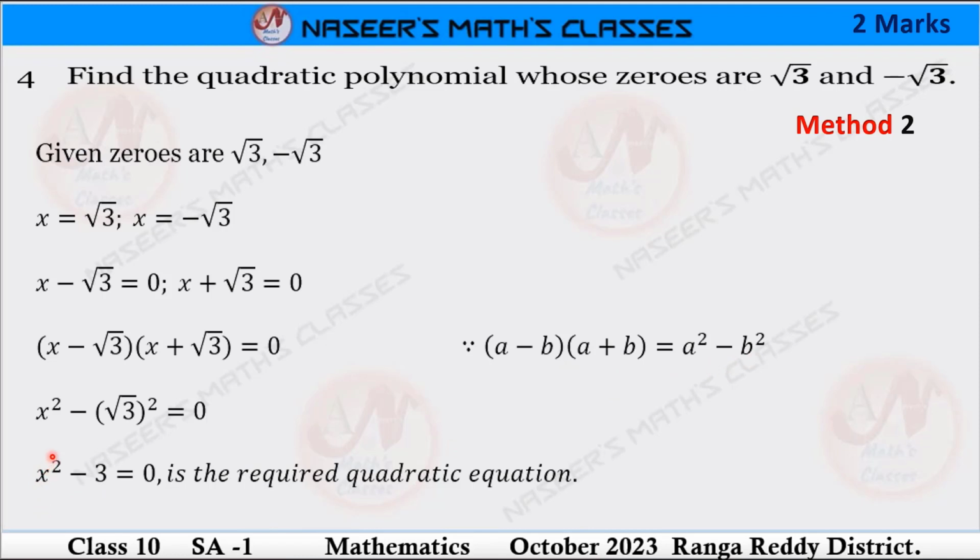Then we can write it as x square minus root 3 whole square is equal to 0. Here root and 2 is cancelled. Then we get x square minus 3 is equal to 0. This is the required quadratic equation.